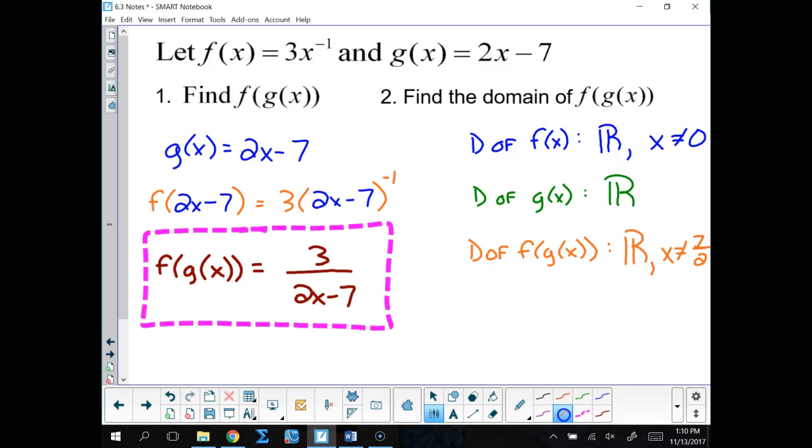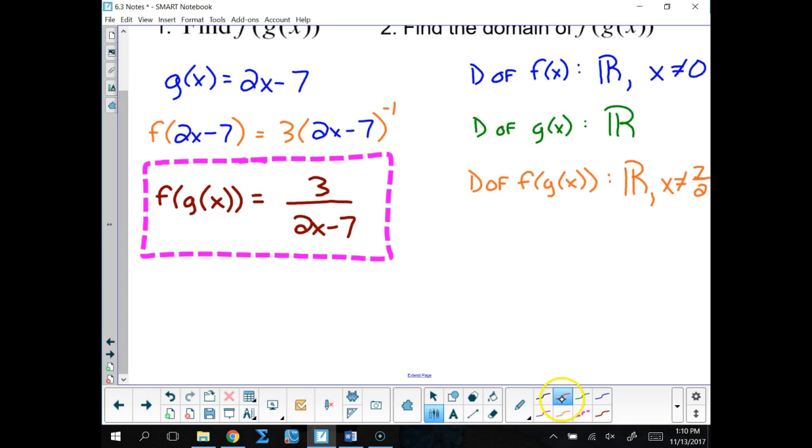And how do we come up with x cannot equal 7 halves? Set the 2x minus 7 equal to 0. Or really say it can't equal 0, right? And so then 2x can't equal 7, so x can't equal 7 halves, right?